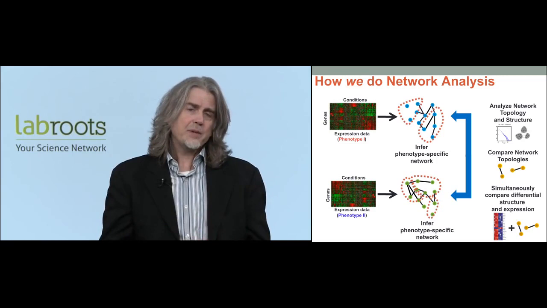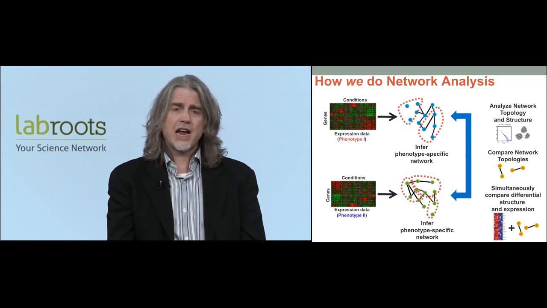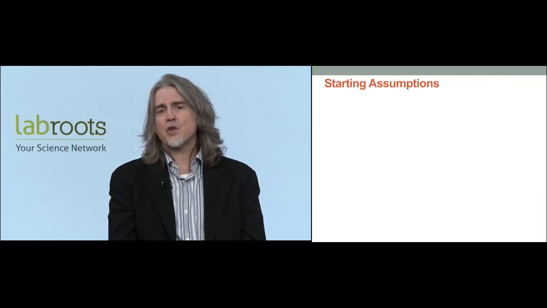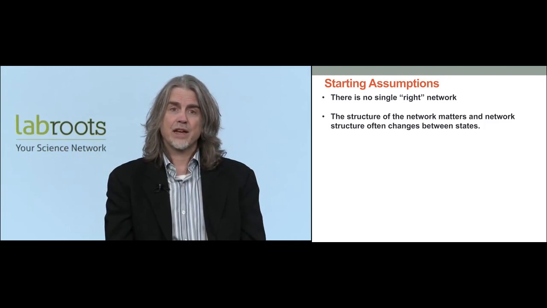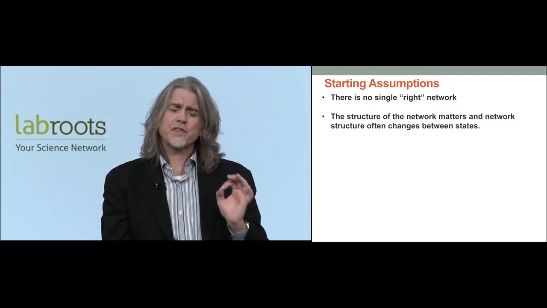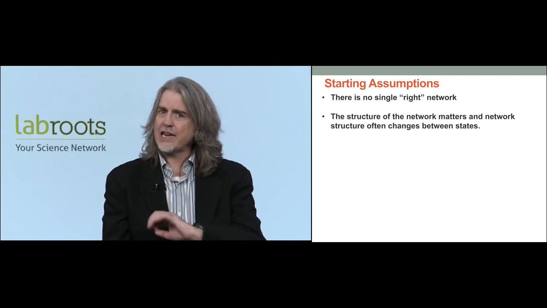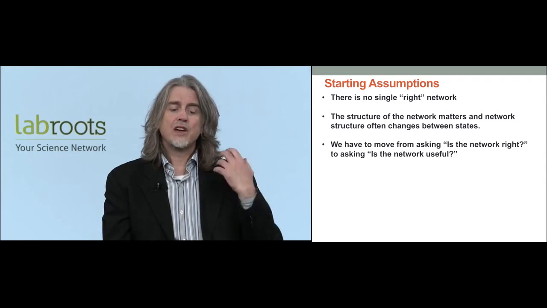And I can tell you that over the last few years, my colleagues and I have developed a whole host of different methods designed to try to take advantage of these. But our starting assumptions are that, number one, there's no single right network. There's no universal network that's going to describe everything. The second, and this is probably the most important, is that the structure of the network matters. And that network structure is going to change between states, between phenotypes. And actually, the change in that network structure, we believe, should be informative about the underlying biology.